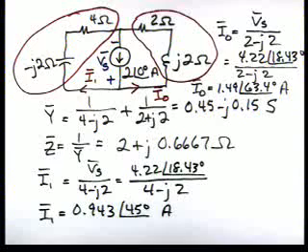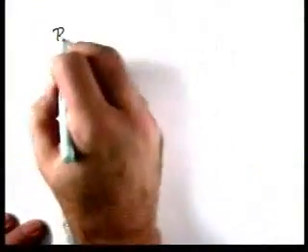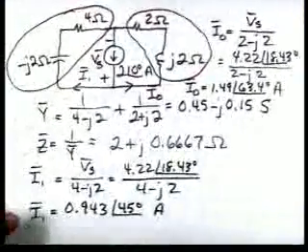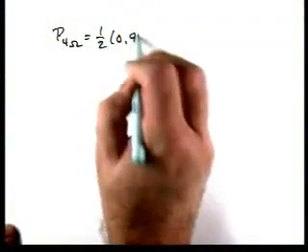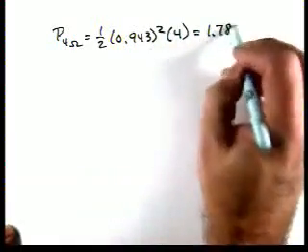Now, we've already calculated that the average power for the inductor is 0, and the average power for the capacitor is 0. So for the 4 ohm resistor, if we look, the current I1 flows through it. So we have 1/2 times 0.943 squared times 4, which is 1.78 watts.